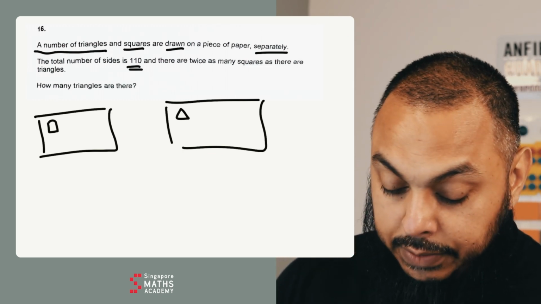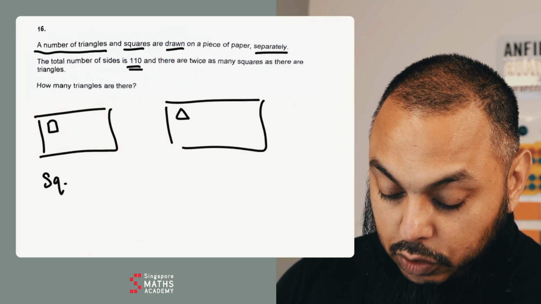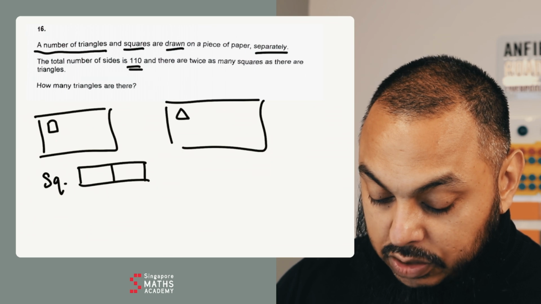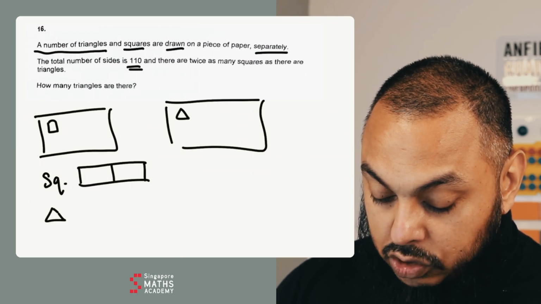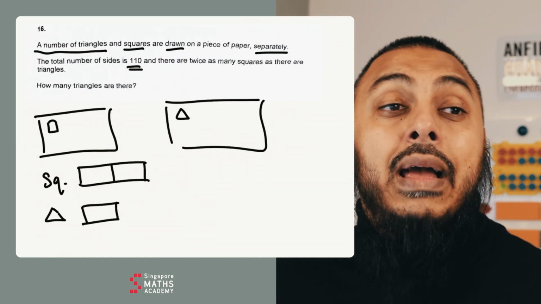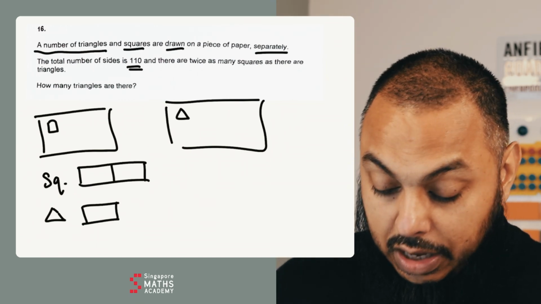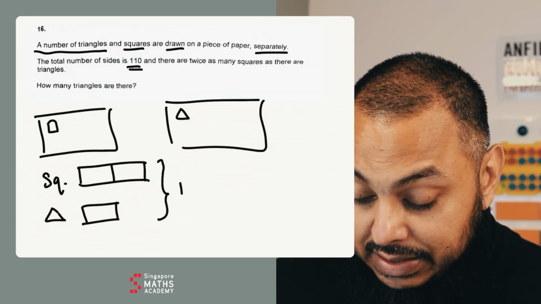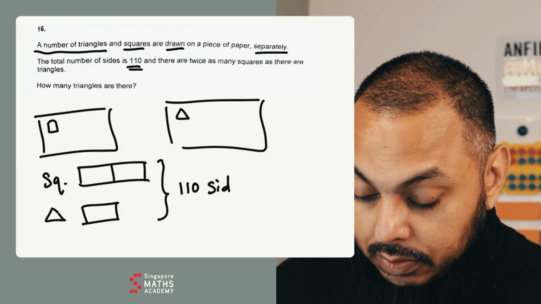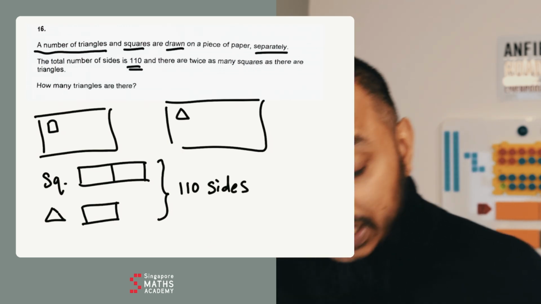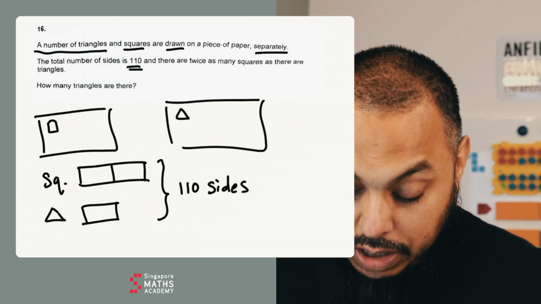So I know, if I think about the squares, I'm going to write SQ for squares. There's twice as many squares as there are triangles. So I've got that for my squares. I'm going to draw a bar model. And I've got my triangles, which is going to be one of those because there's twice as many squares as there are triangles. Now, all together, number of sides, 110 sides, with twice as many squares as there are triangles.